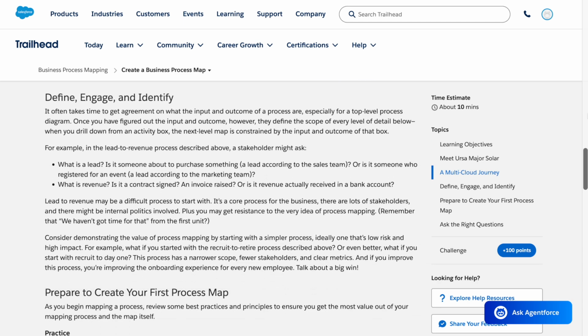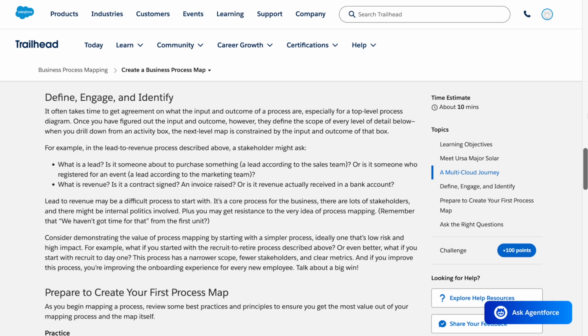Define, engage, and identify. It often takes time to get agreement on what the input and outcome of a process are, especially for a top-level process diagram. Once you have figured out the input and outcome, however, they define the scope of every level of detail below. When you drill down from an activity box, the next level map is constrained by the input and outcome of that box. For example, in the lead to revenue process described above, a stakeholder might ask, what is a lead? Is it someone about to purchase something?